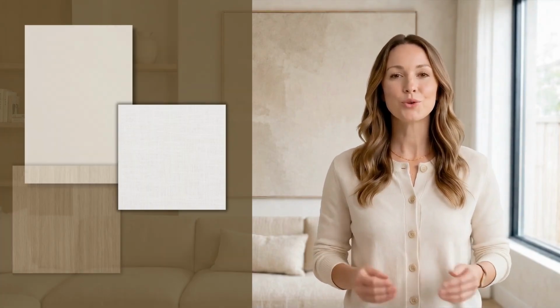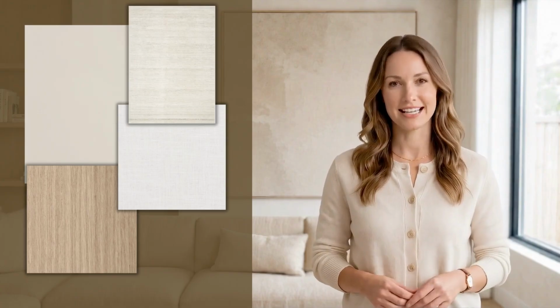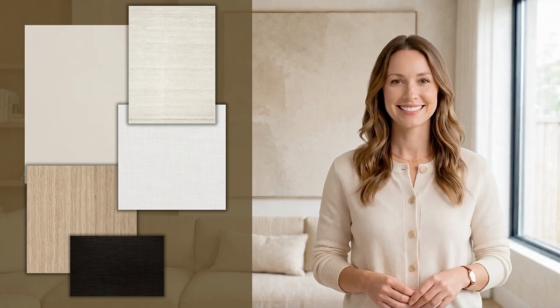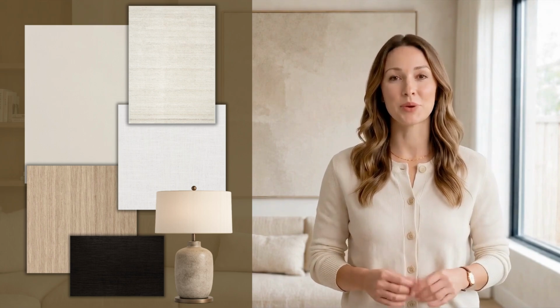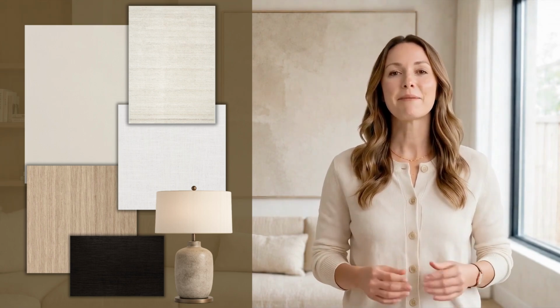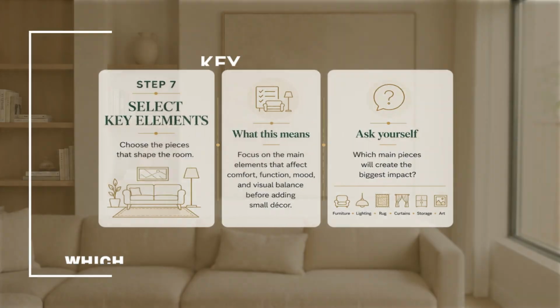Step 6. Visual direction. At this stage, we begin building a visual language. For this room, warm white walls, cream upholstery, natural wood tones, soft textures, black accents, layered lighting. Notice that we're not copying inspiration images, we're identifying patterns. The goal is not imitation. The goal is consistency. Everything should feel like it belongs to the same story.